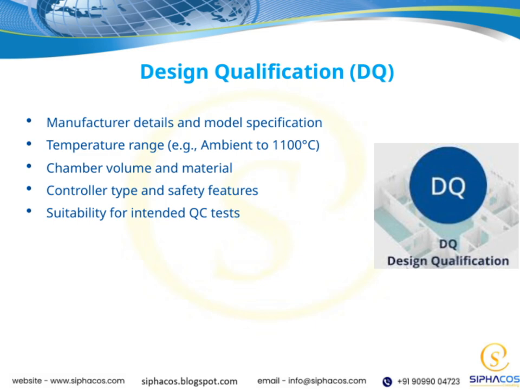Moving on, the controller type and safety features are essential for precise operation and safeguarding both the equipment and users. Finally, we need to assess whether the oven is suitable for our intended quality control tests, making sure it can reliably support our testing protocols. All these points connect to the bigger picture, ensuring that the equipment not only functions properly, but also maintains quality and safety standards throughout its life cycle.